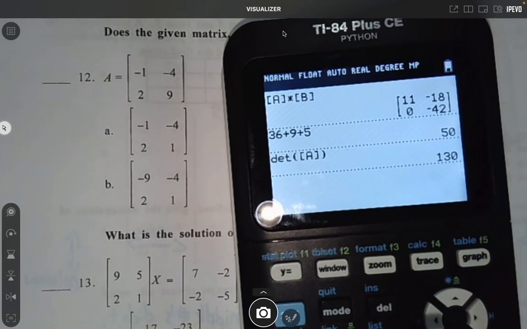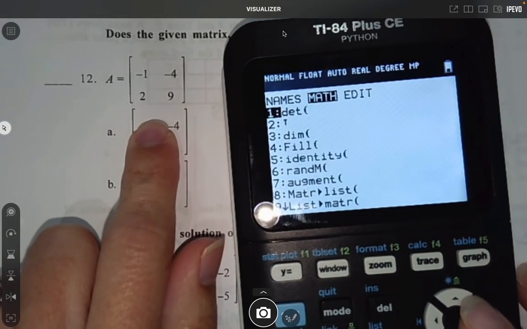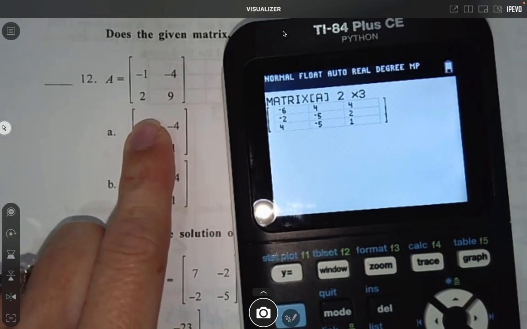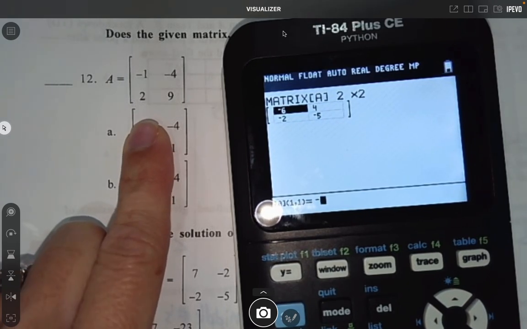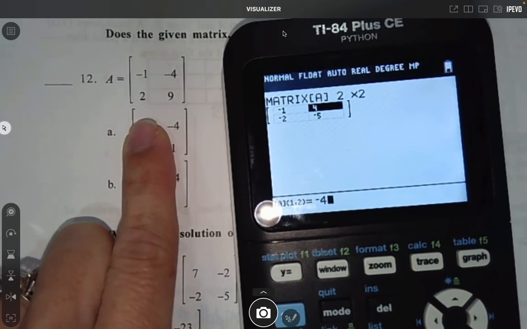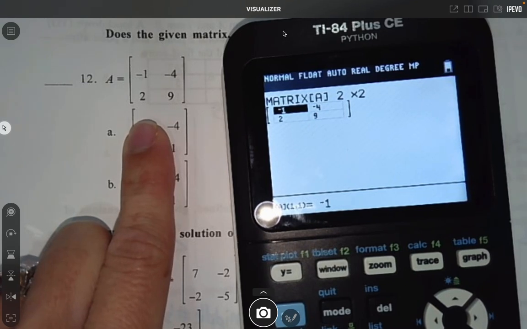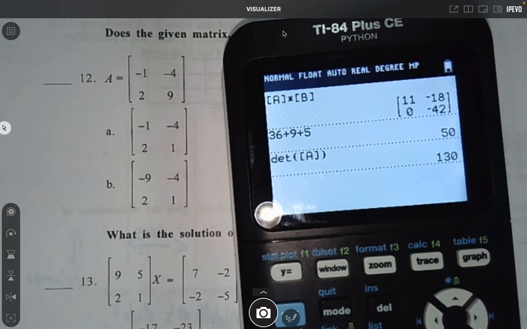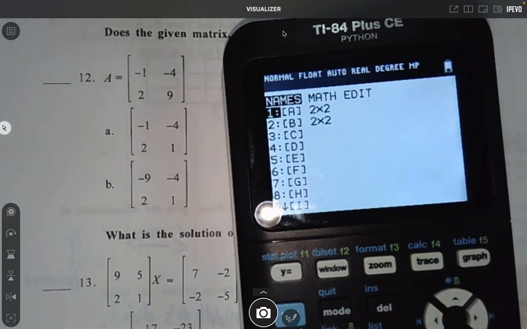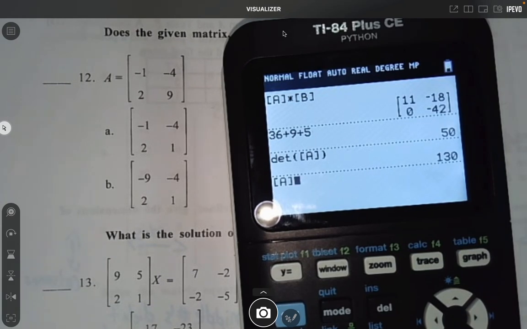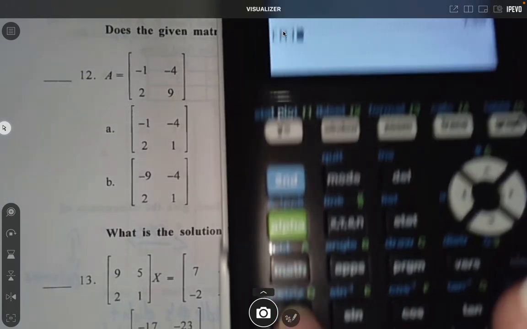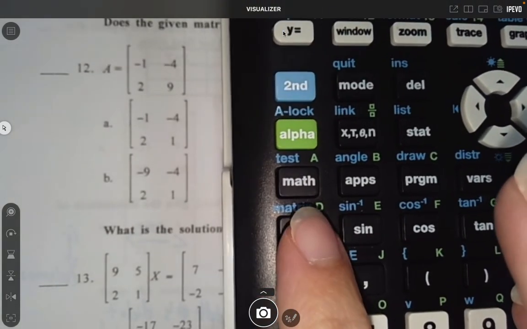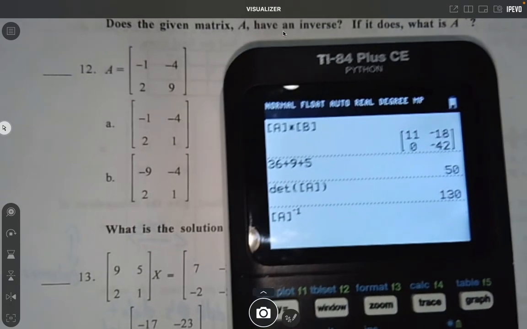So second matrix, and this is a 2 by 2. I'll just enter in all my numbers, and do this same thing, go to quit. Now it wants to know if it has an inverse. So I'm going to pick matrix A, I press enter, and there it is. How do you type the inverse? Yeah, it's the matrix button. It's that -1. Anything to the -1, that's the inverse. There it is. That's what it looks like.